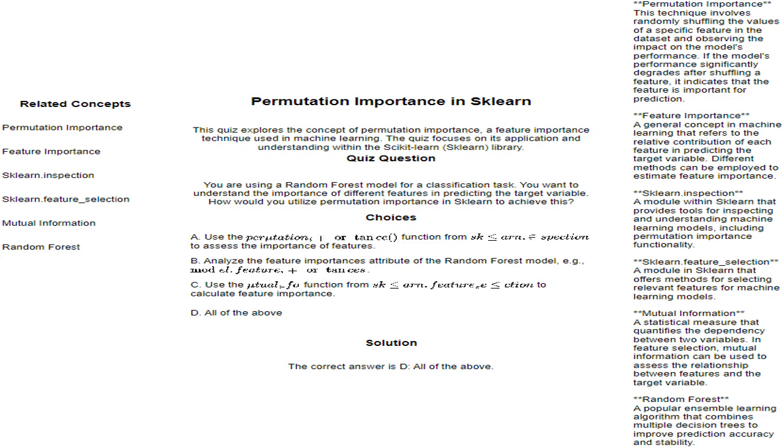True. Random forest models inherently provide a feature importance attribute, often called feature_importances_. This attribute captures the importance of features based on the Gini impurity reduction achieved by splitting on these features in the decision trees within the forest. This is a valuable tool for understanding feature relevance.